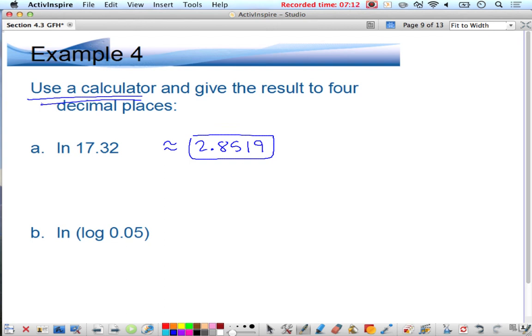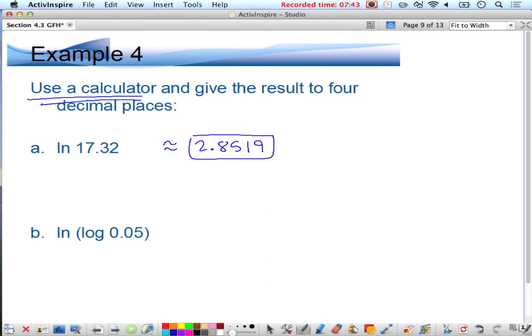All right. See if you can figure this one out. The natural log of the common log of 0.05. What did you guys get? An answer plus an imaginary number. Ooh, what's that mean? Did we do it wrong?